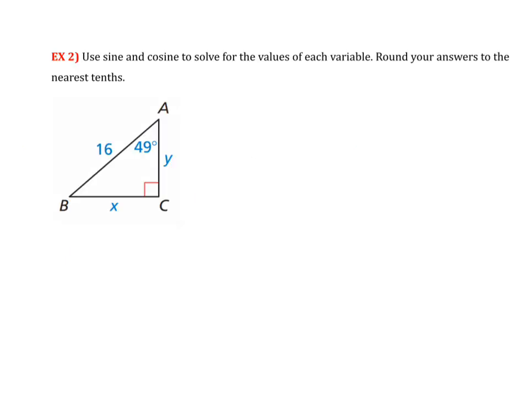All right, now let's actually go ahead and apply sine, cosine, and tangent to solve for one of these sides. So the problem says to use sine and cosine to solve for the values of each variable, and they want us to round the answers to the nearest tenths. All right, now I know they told us which trig ratios to use, but just for good practice, I'm going to go ahead and write down SOH, CAH, and TOA.